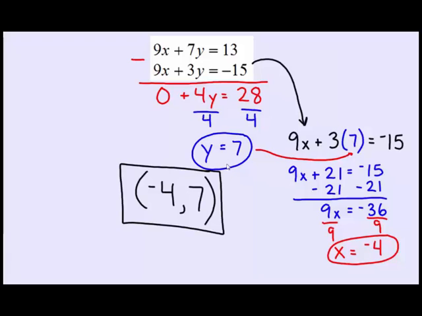Once I have that solved, I'm going to take that 7, and I can plug it into either the top equation or bottom equation. In this case, I chose the bottom equation to plug that 7 in for y. So my new equation would be 9x plus 3 times 7 is equal to negative 15. And then I'm going to go through and do the algebra to solve for x. And I get that x equals negative 4. So my final solution is negative 4, 7.